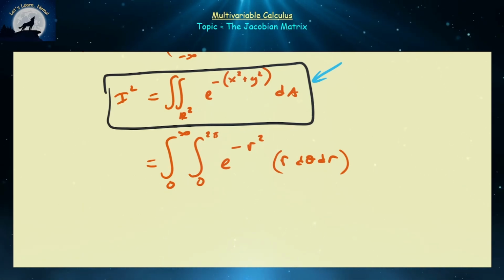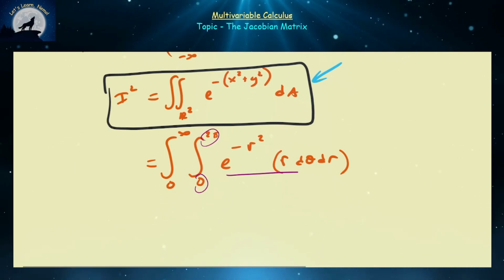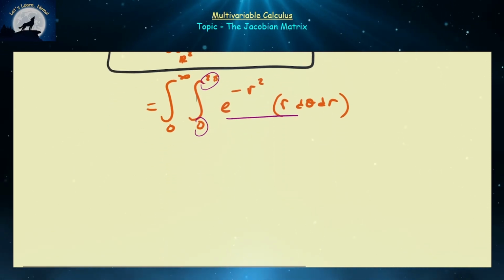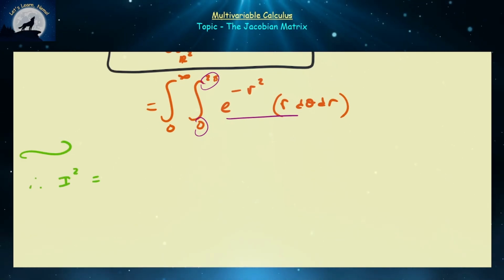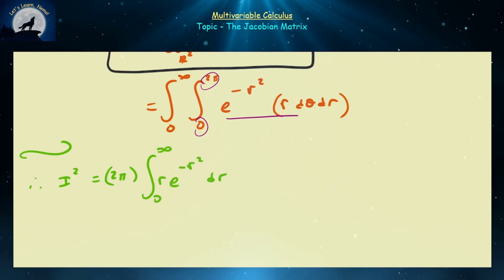Again, notice that I do not have any thetas here, so I can integrate from 0 to 2 pi, and then I'm going to get 2 pi as my constant. So I'm going to have I squared will be equal to 2 pi times the integral from 0 to infinity of e to the minus r squared r dr. Now I have a single variable integral, so I can use u substitution to solve this. You might want to pause this video and see if you can do this on your own.